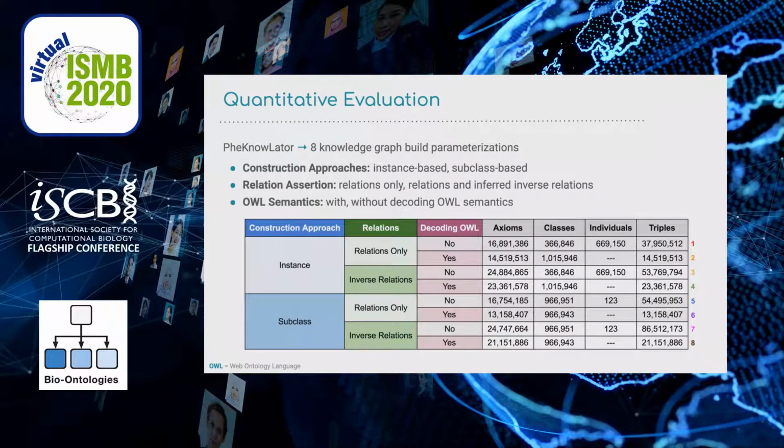Currently, PheNoLator can build 8 different kinds of knowledge graphs by varying the construction approach, shown in blue, either instance or subclass based, by how relations are modeled, shown in green, either using a single unmodified relation or by inferring inverse relations and ensuring that interaction type edges are symmetric, and finally, by whether or not OWL semantics are decoded, which is shown in this table in pink. And as you can see from the numbers in the table, the knowledge representation on the prior slide resulted in knowledge graphs built ranging from 13 to 86 million triples with around 1 million classes.